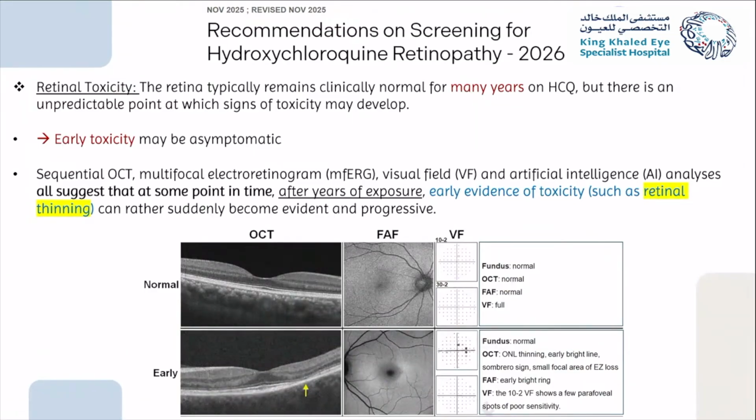This is a recommendation from the American Academy of Ophthalmology, published in 2026, highlighting that there is retinal toxicity from hydroxychloroquine. The retina will remain normal for many years while the patient is on hydroxychloroquine, but there is a point where the signs or symptoms of toxicity will start and deteriorate rapidly. So we have to do ophthalmic imaging to investigate the early manifestation of toxicity, which is retinal thinning. As you can see in the picture, this is the early sign of toxicity.